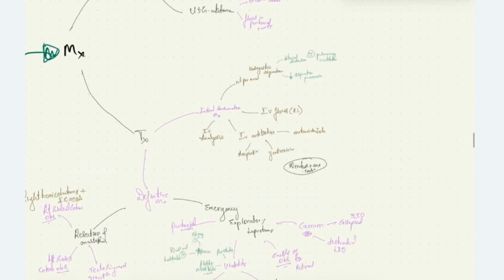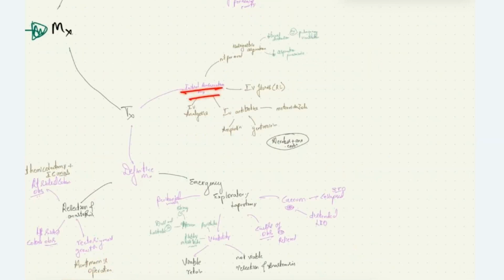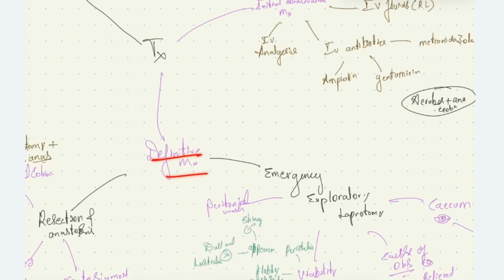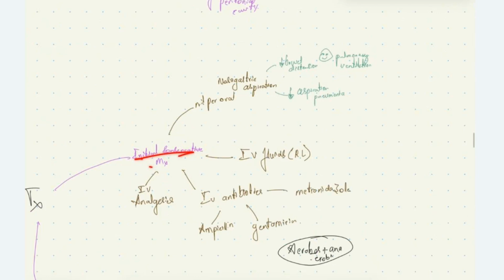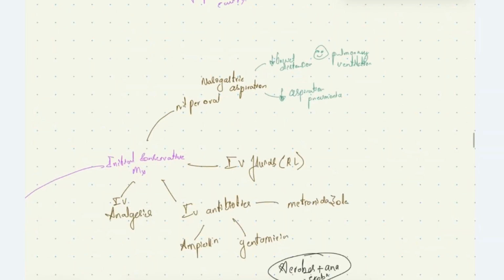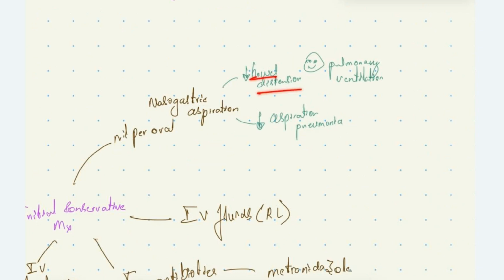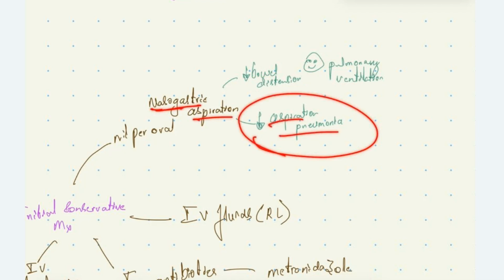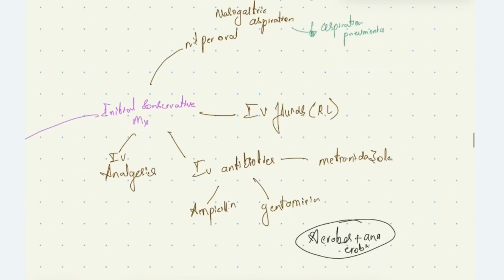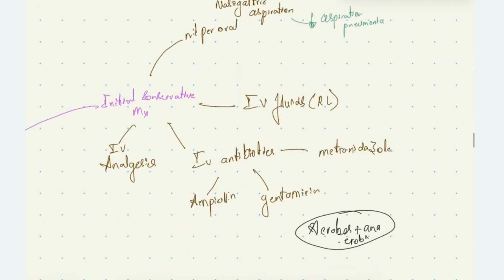Then coming to treatment, we have initial conservative management followed by definitive management. In initial conservative management, we'll keep the patient nil per oral, and then we should do nasogastric aspiration. The reason for doing nasogastric aspiration is to reduce the bowel distension so that there is improved pulmonary ventilation. And also the nasogastric aspiration will reduce the risk of aspiration pneumonia. So we should do nasogastric aspiration followed by IV fluid administration to the patient, usually Ringer lactate, because they can have dehydration and electrolyte imbalance.